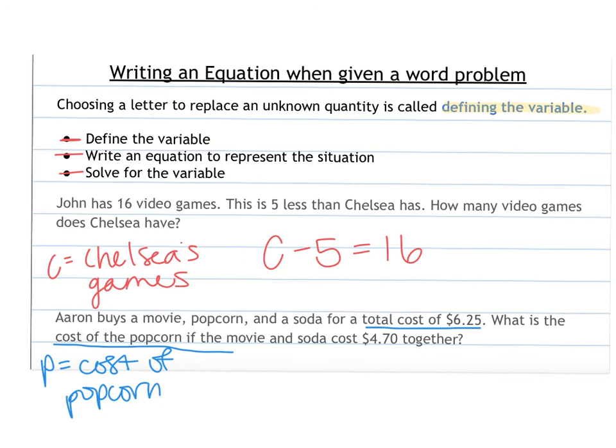Now it's telling us that it was a total of $6.25. That total tells me that's the answer. So I'm going to have this set equal to $6.25. So there was the $4.70 for the movie and the soda, plus however much the popcorn was. That's what we don't know. So that's what we're adding on to equal that $6.25. So again, define the variable, write the equation, and then in the future we'll learn how to solve.